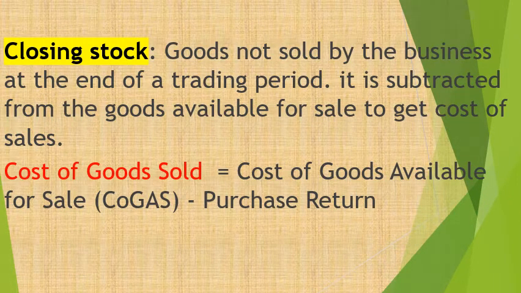Then closing stock, as you hear in closing stock, these are goods not sold by the business after the end of a trading period. It is subtracted from the goods available for sale to get the cost of sales. And then the cost of goods sold, we shall get COGAS, which means cost of goods available for sale, minus the purchases returns. Simple.